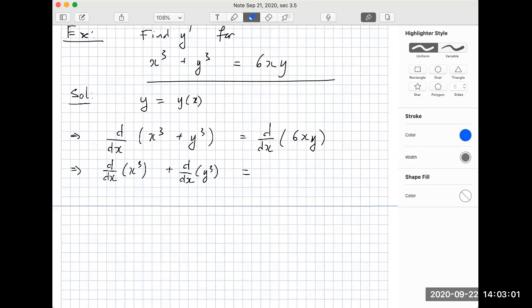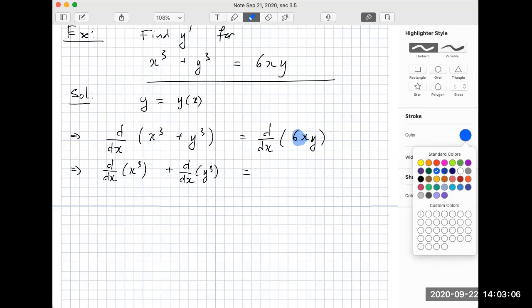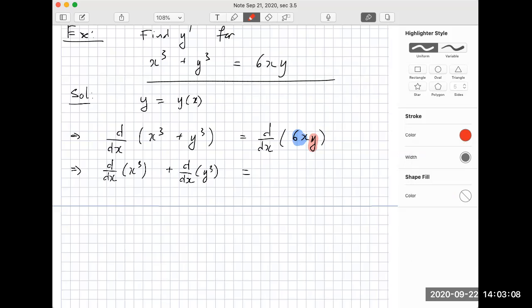So before you do it, let me just mark it here. There are two functions right here, you see? One is 6x, the other is y, where y is a function of x. So this is a product, right? So we should be very careful. And what is it? Help me, please.